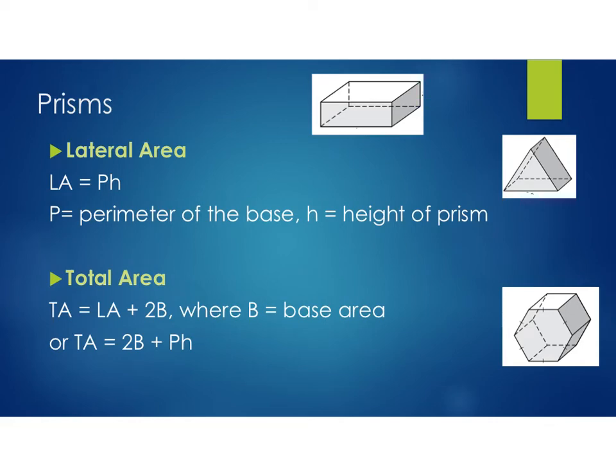So let's first talk about prisms. So again, the lateral area could be found by finding the perimeter of the base and then multiplying it by the height. Remember that lateral area does not include the area of the base.